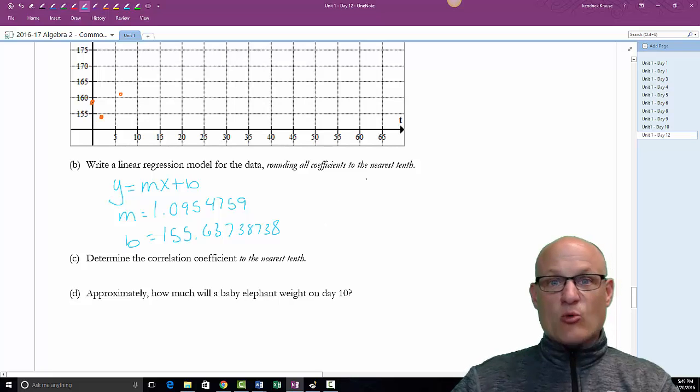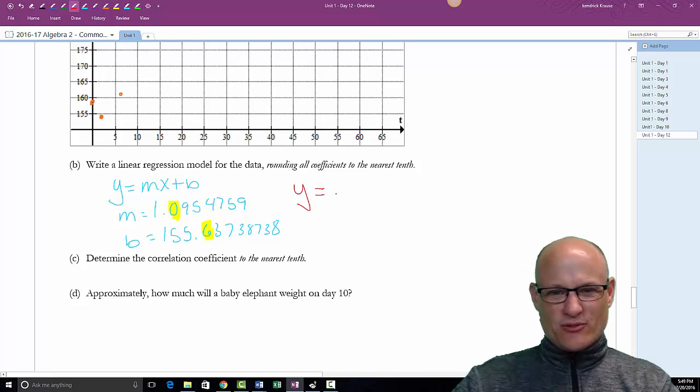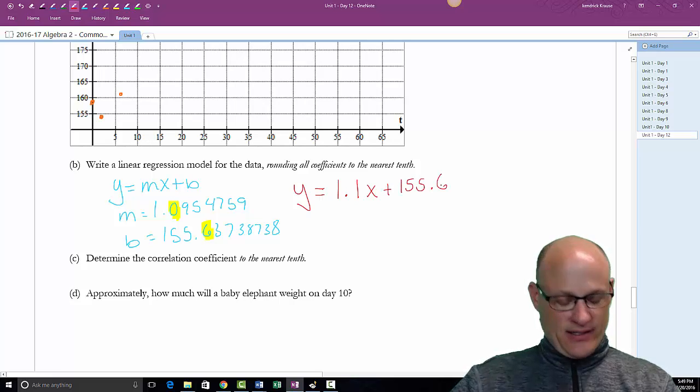Plenty. Now we're going to write the regression equation rounded to the tenth. All right, so the tenth place, remember, is right here. We're going to change to a 1, and that we're going to leave as a 6. So my answer to this one is y equals, please don't forget the y equals, 1.1x plus 155.6. What do we think?